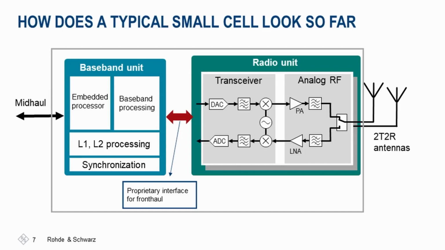And especially if you look at the baseband interface between the baseband unit and the radio unit, it's often a proprietary interface used for communication between the MAC and the physical layer. And then going forward, here the FAPI interface was used. FAPI is a functional application programming interface for communication between the MAC and the physical layer.